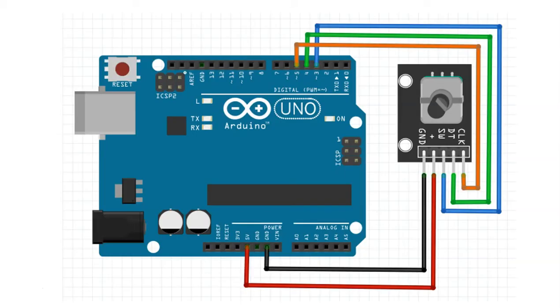Now let's go ahead and take a look at how to connect it to the Arduino. We see ground is connected to ground on the Arduino. We're connecting VCC to the 5 volt output of the Arduino. SW, for the example that we're going to show, we're connecting to digital input output number 3. Then you have DT, which is output B, connected to digital input output number 4. And then finally, CLK, or output A, is on digital input output number 5.